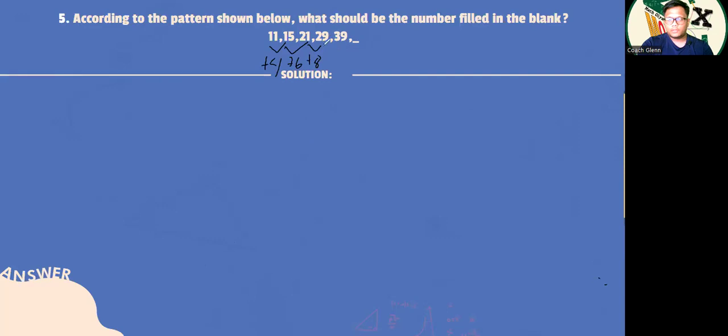So 29 to 39, that's plus 10. So that means the next one should be plus 12. So we need 39 plus 12. So 9 plus 2, that's 11, carry 1. 1 plus 3 plus 1, that's 5. So the final answer should be 51.